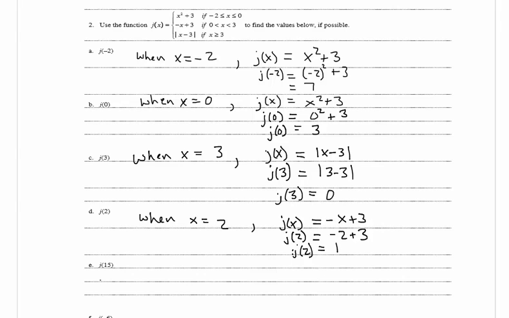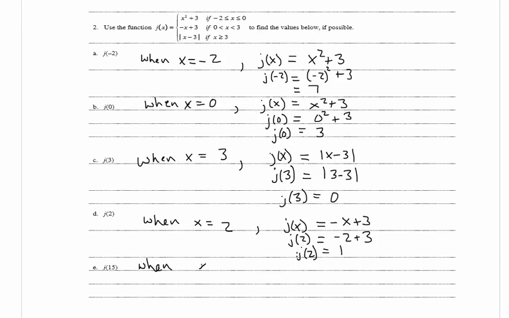In E, we're going to evaluate j of 15. So when x is equal to 15, then j of x is equal to, and we look up at our individual domains, and 15 is greater than 3, so j of x is equal to the absolute value of x minus 3. So j of 15 is equal to the absolute value of 15 minus 3. And 15 minus 3 is 12, and the absolute value of 12 is 12.